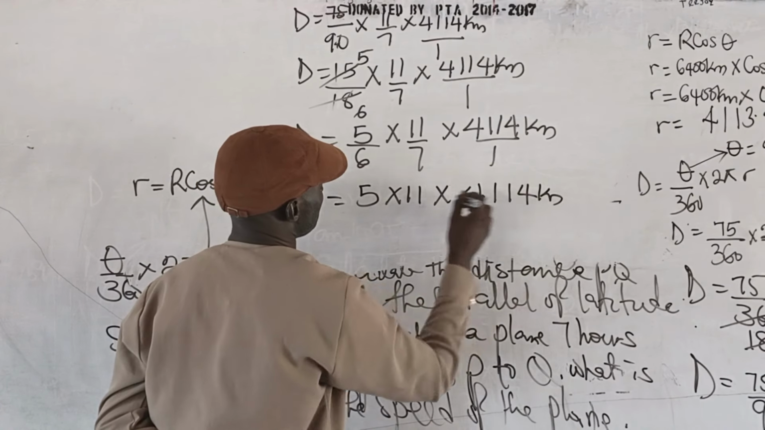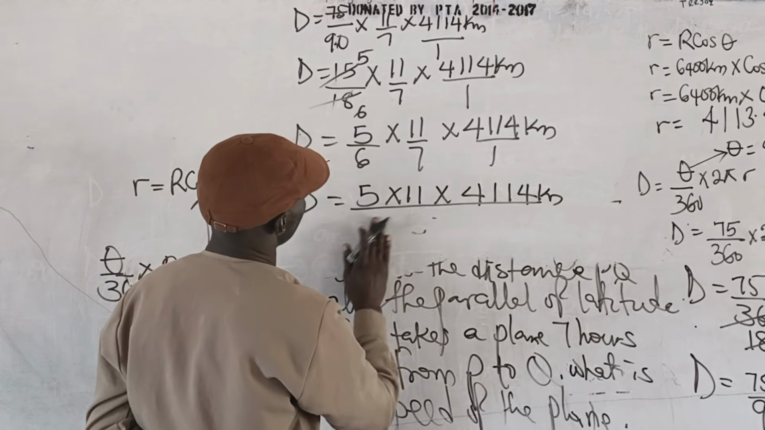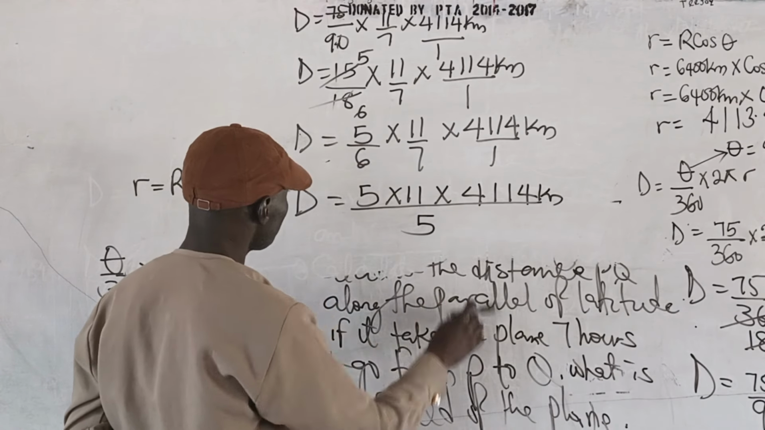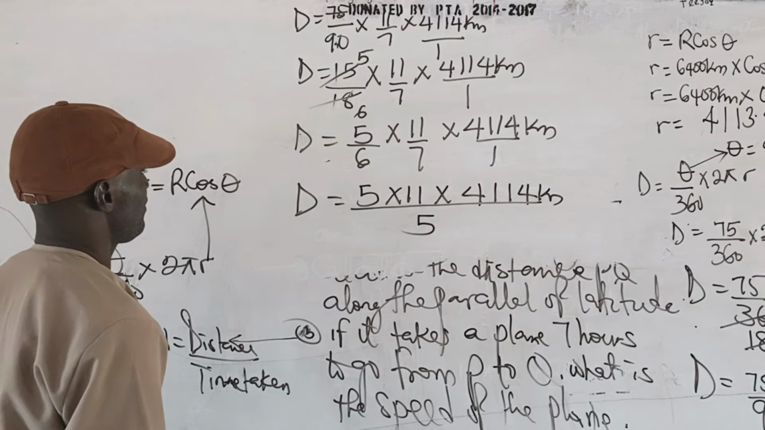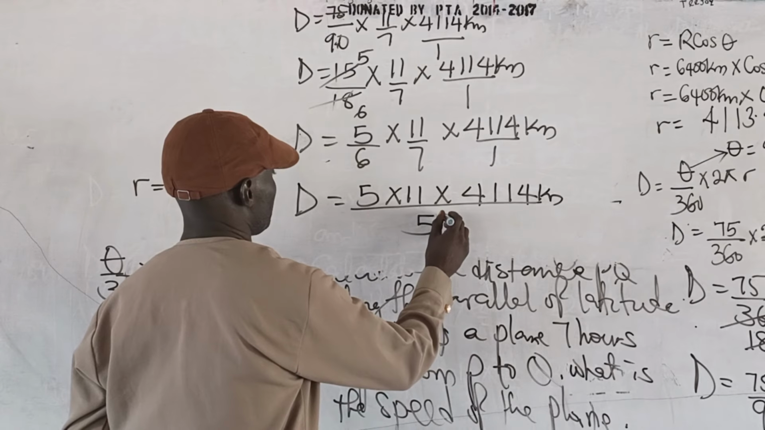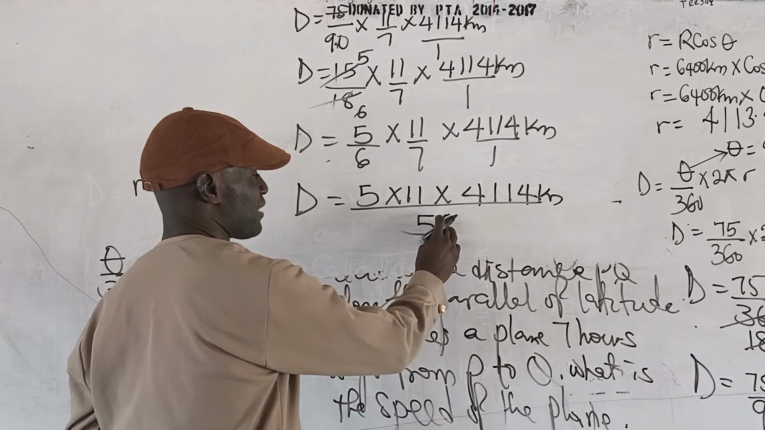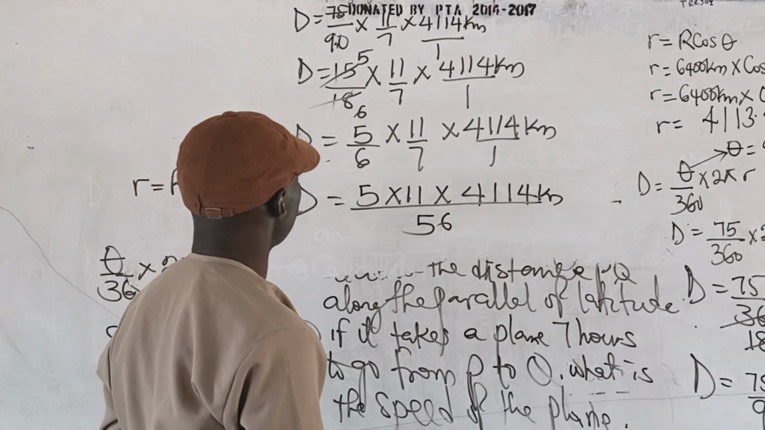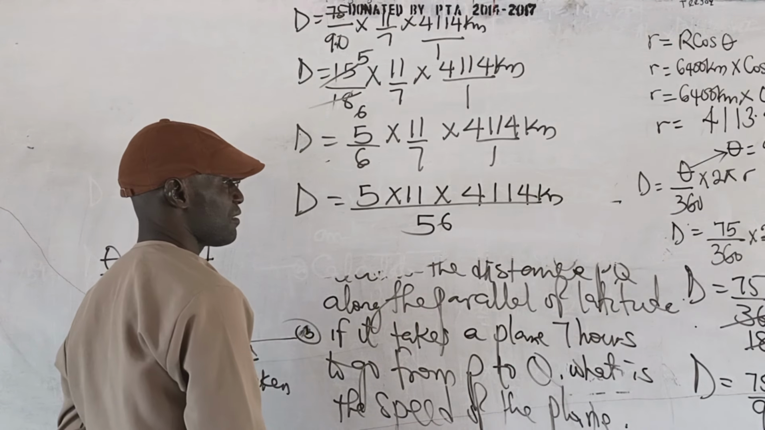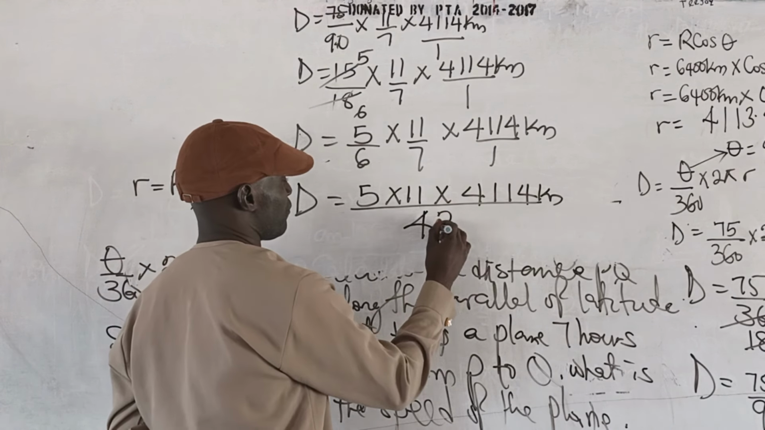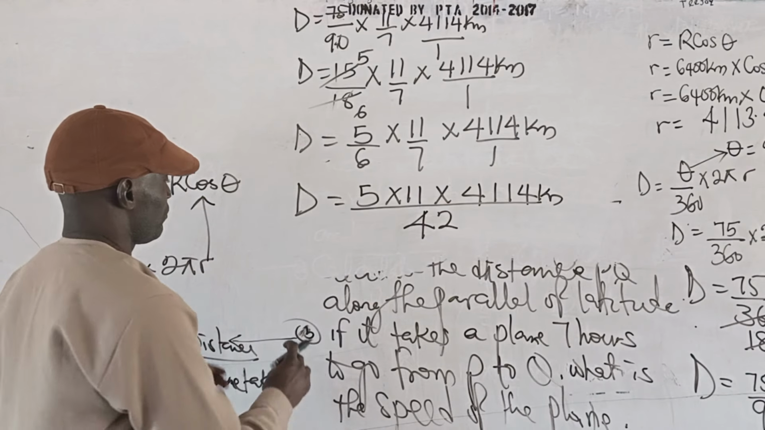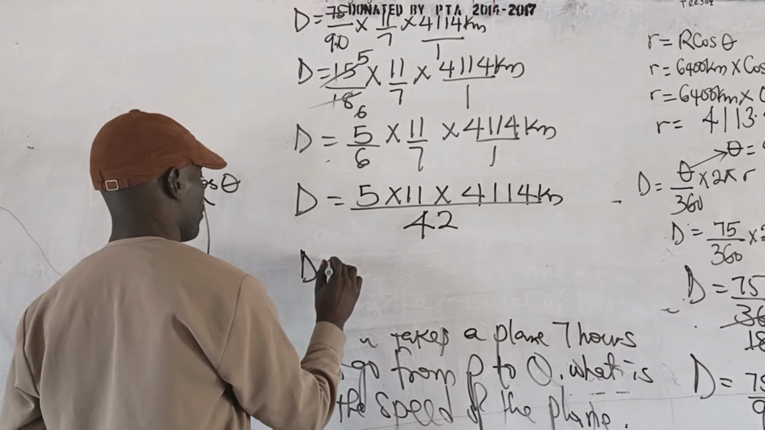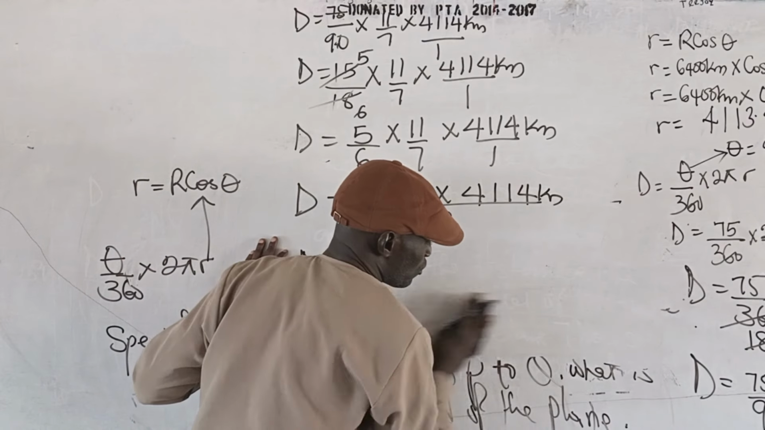7 times 6 is 42. So we now divide by 42, and let's see what the final answer is going to be.